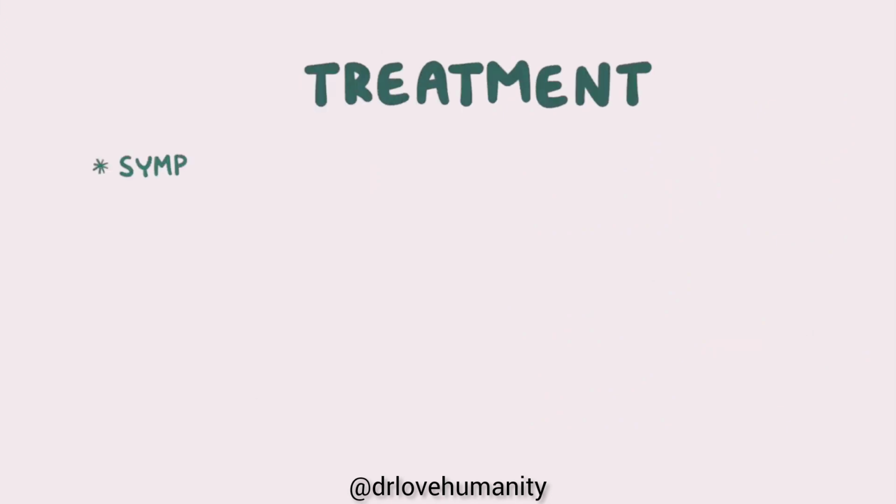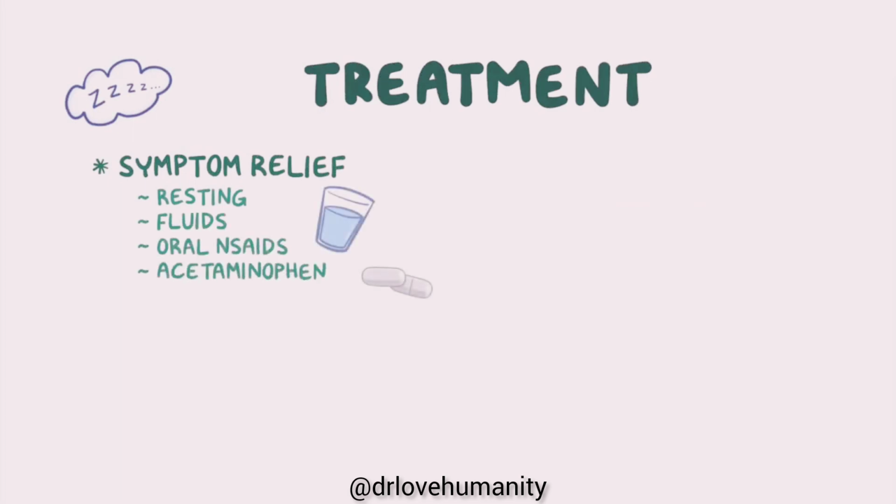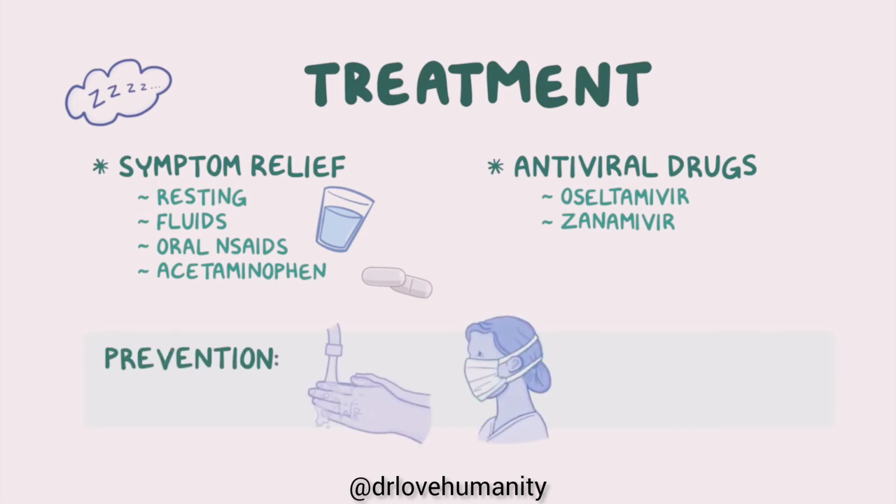Most people with swine or avian flu require only symptom relief, resting, drinking plenty of fluids, and oral NSAIDs or acetaminophen. However, in some severe cases, antiviral drugs like oseltamivir and zanamivir are prescribed to reduce the severity of symptoms and possibly the risk of complications. Preventative measures like hand washing, face masks, proper animal handling, and vaccination are extremely important to avoid zoonotic influenza outbreaks.